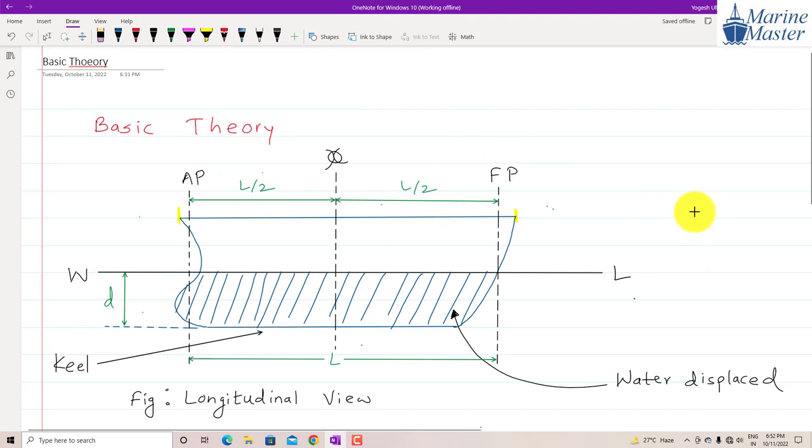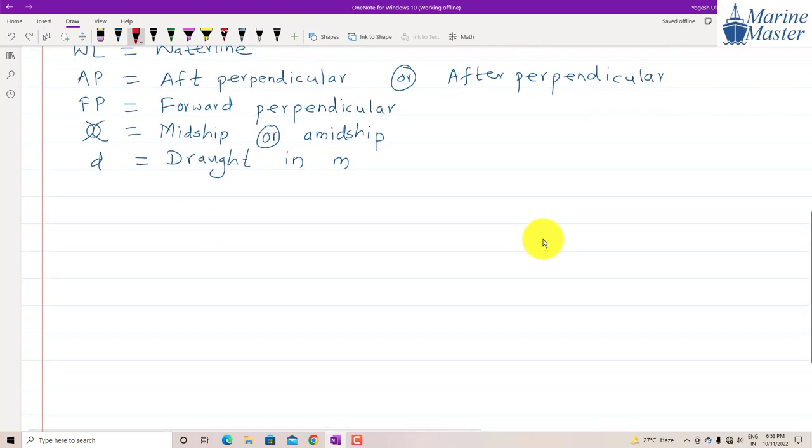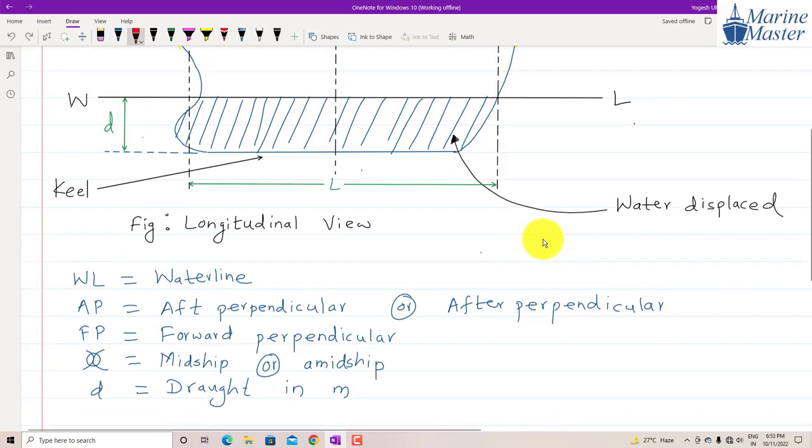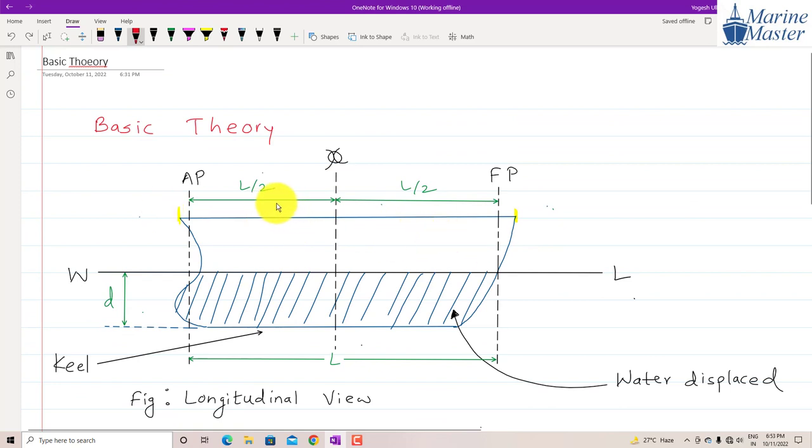Transverse view means we are observing the ship from where? Just imagine from this forward direction. So from here we will observe the ship, from the forward side, guys. The visible view of the ship from here is what we will say is the transverse view of the ship. Here, along the width, port side to starboard side.